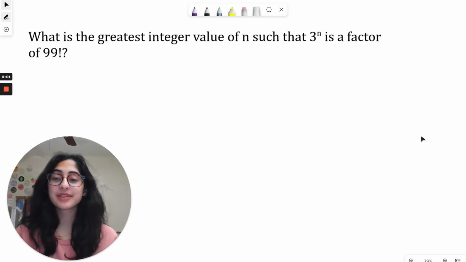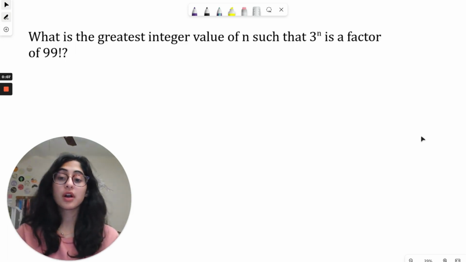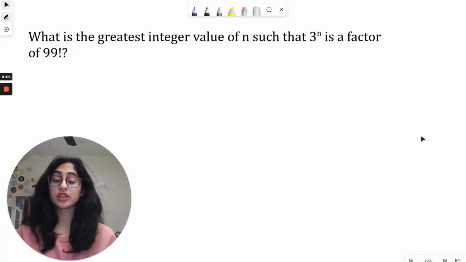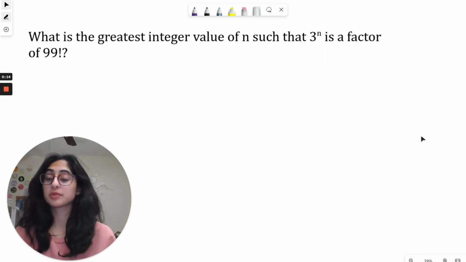Alright, so this question says, what is the greatest integer value of n such that 3 to the n is a factor of 99 factorial? So, quick refresher here, a factorial is just a number times every integer less than it. So for example, 5 factorial would just be 5 times 4 times 3 times 2 times 1, right?